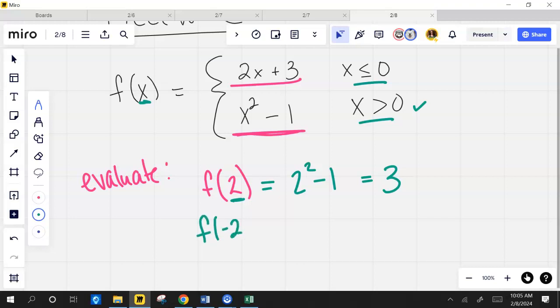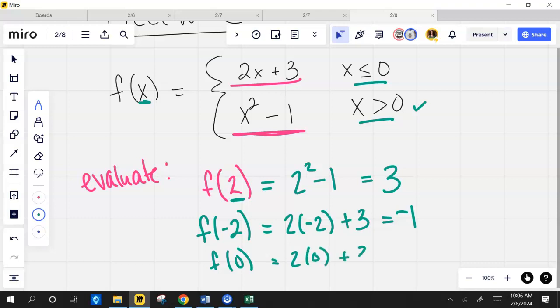How about f of negative 2? I'm going to the other equation, right? Because negative 2 is smaller than 0. So I'm in that first equation. So I have 2 times negative 2 plus 3, which would give me negative 1. Nice job. What if I asked you f of 0? Look at y'all, I tried to trick you. Top one, because it's or equal to, so it's 2 times 0 plus 3, which is 3.